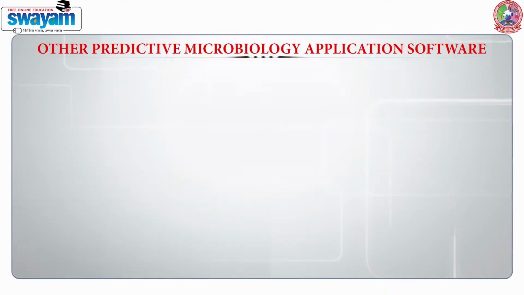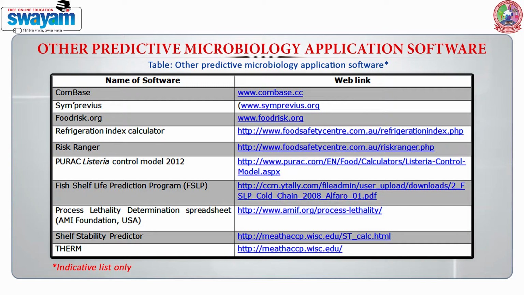We also have predictive microbiology application softwares. This is only an indicative list. We have ComBase, we have Sym'Previus, foodrisk.org, RIC, that is Refrigeration Index Calculator. We also have Risk Ranger.